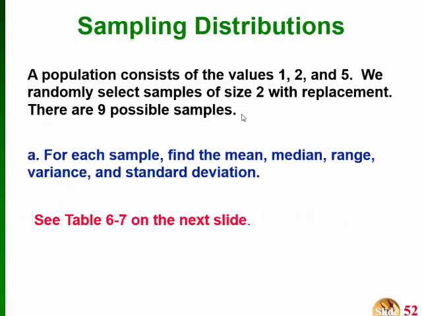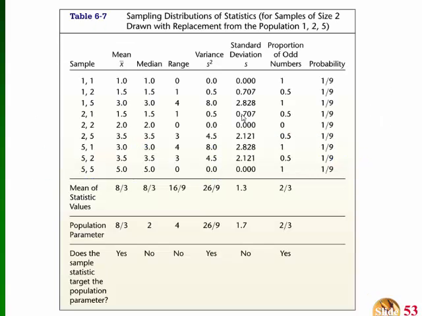So let's take a look at the table. This is a table found in your book. These are all the possible samples in our population of 3 things and sample sizes of 2. And we got the means, the medians, the range of these samples, the variances, standard deviation, the proportion of odd numbers, the probabilities, and things like that.